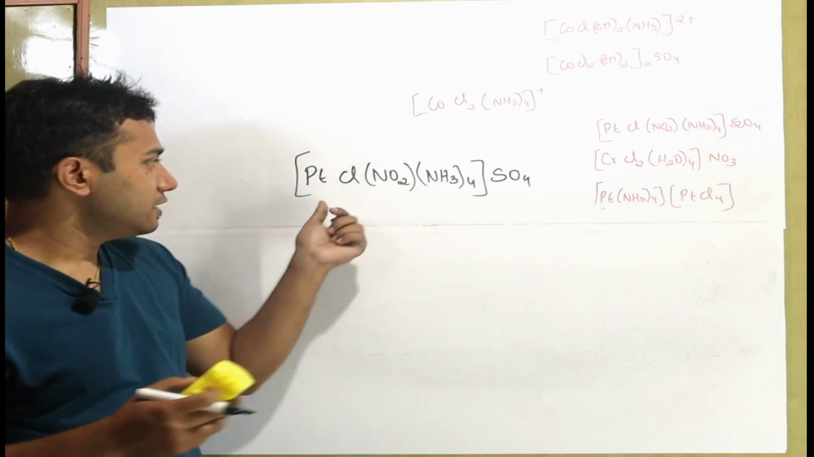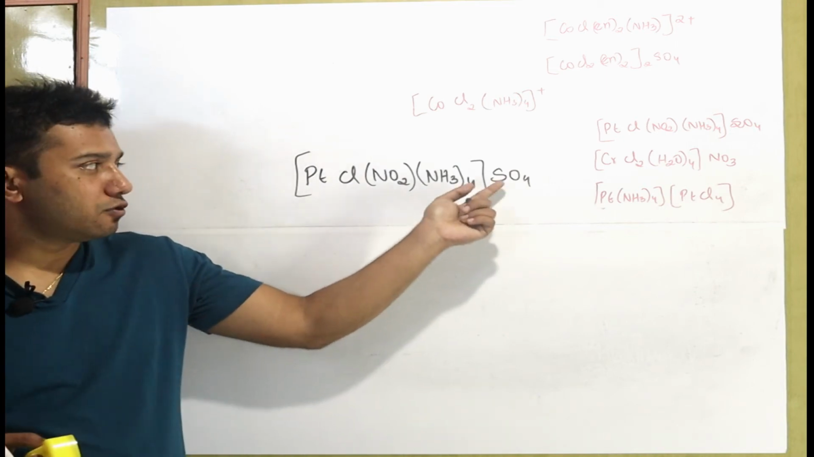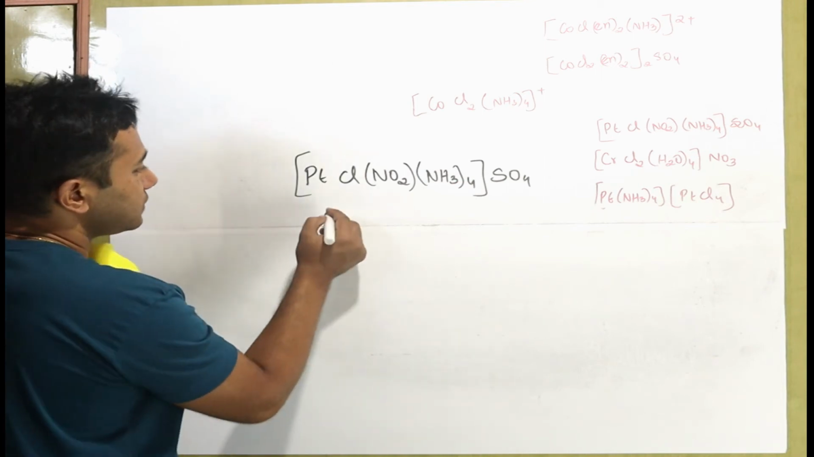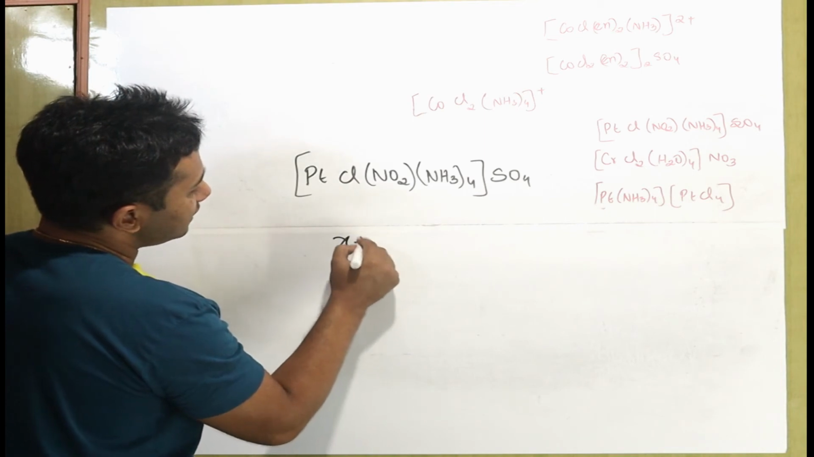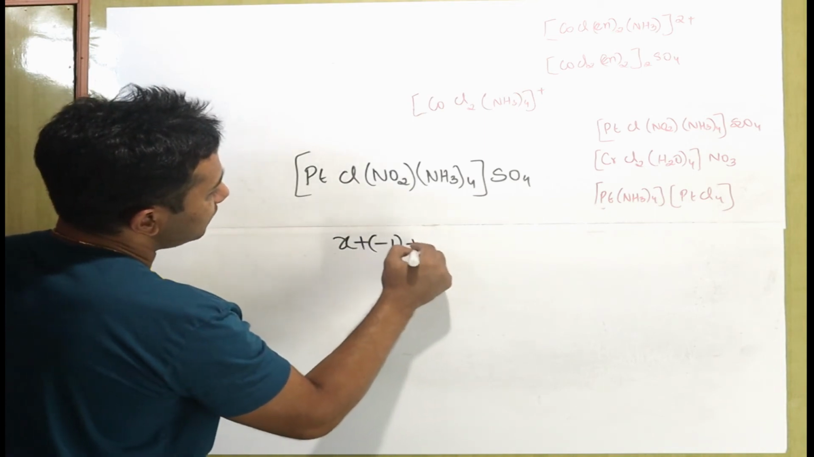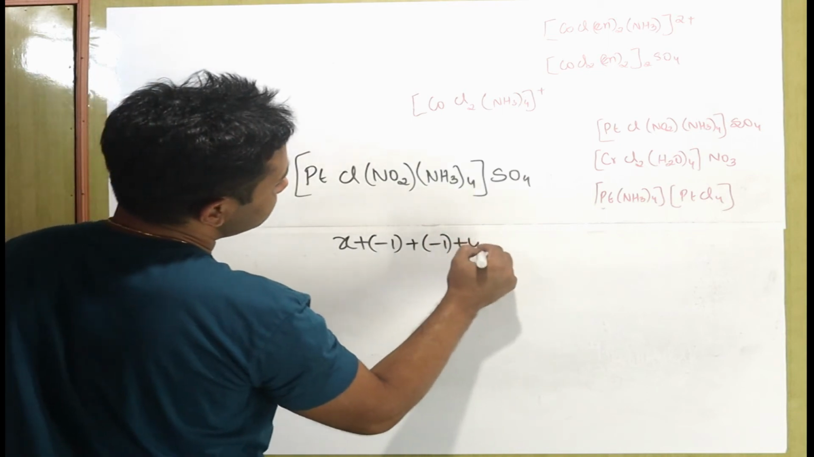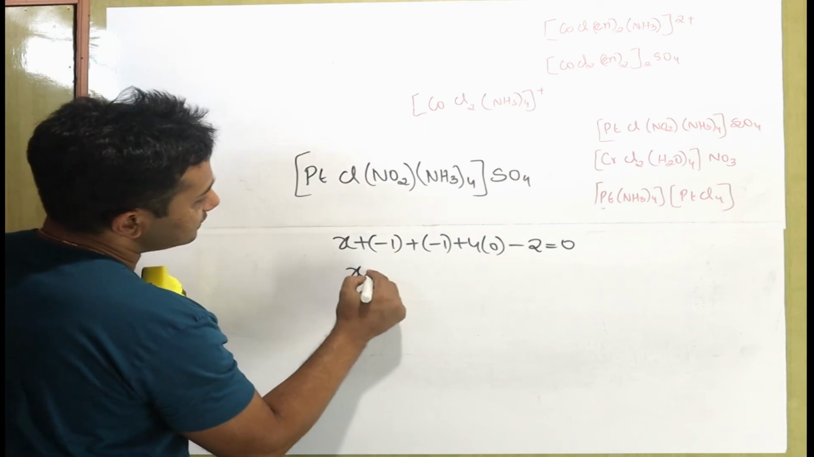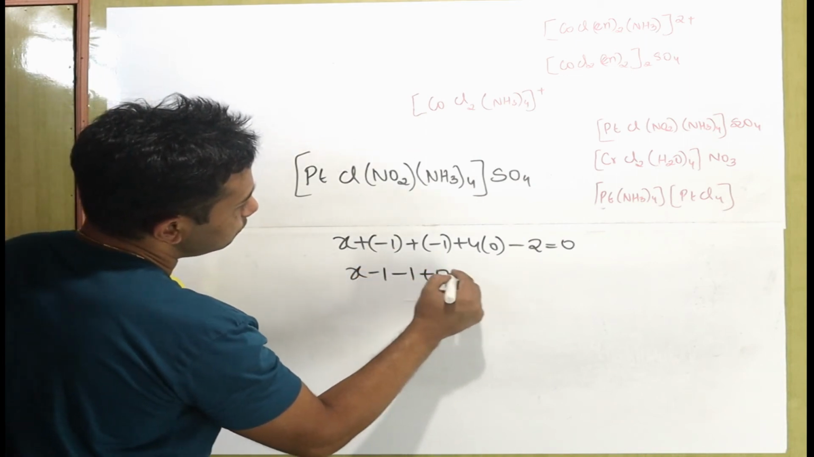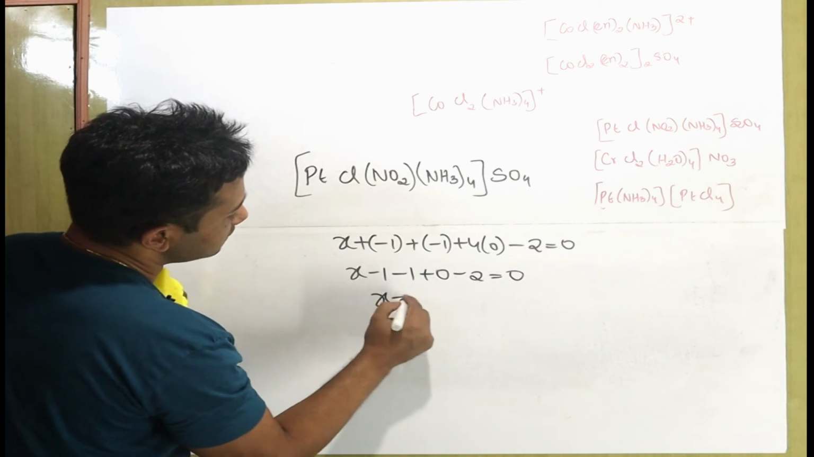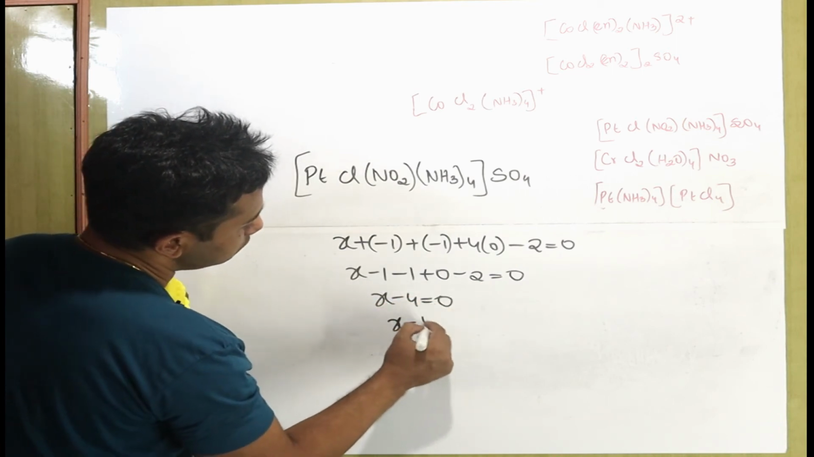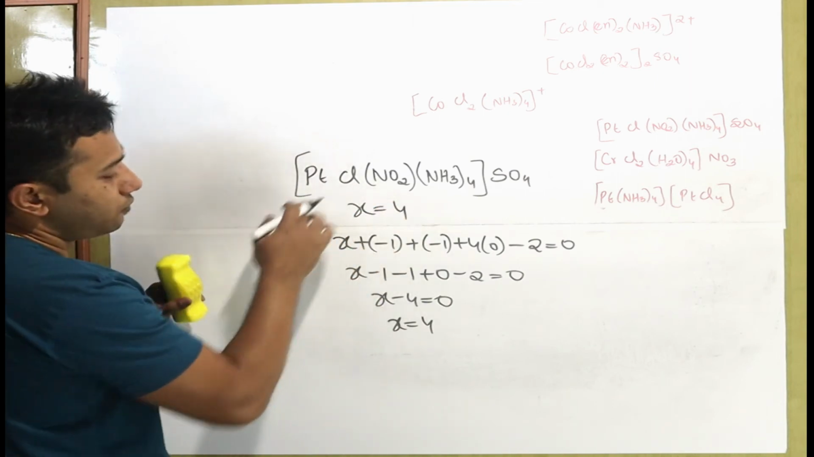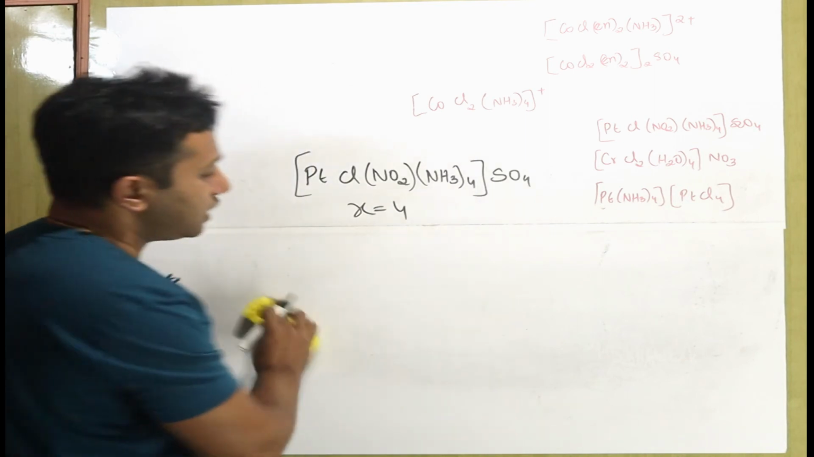So now we have Pt Cl NO2 NH3 4 SO4. So we shall find the value of X out here. So X, chlorine is minus 1, NO2 is also minus 1, NH3 is 0, and SO4 is minus 2 equals 0. So X minus 1 minus 1, 0 minus 2 equals 0. So X minus 4 equals 0, X is equal to 4. So the charge of the metal ion out here is 4. So now we shall write the name.